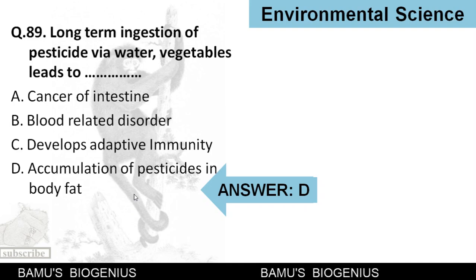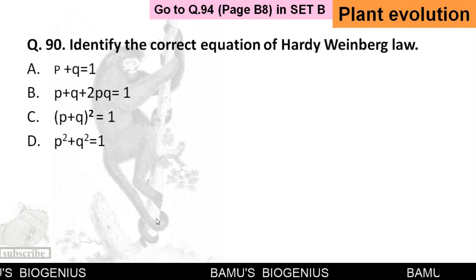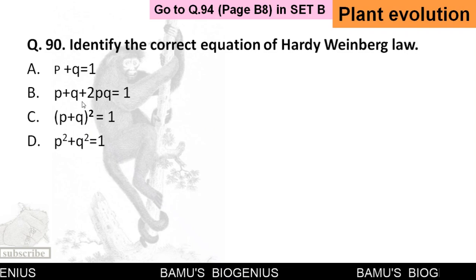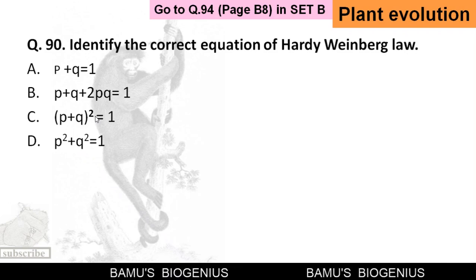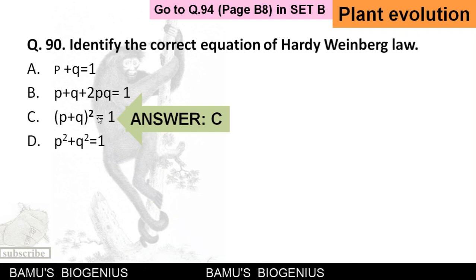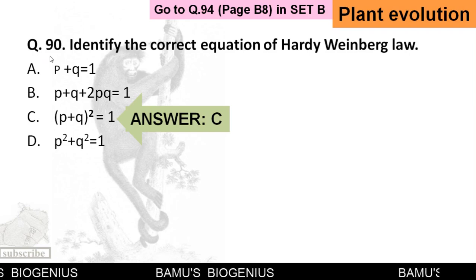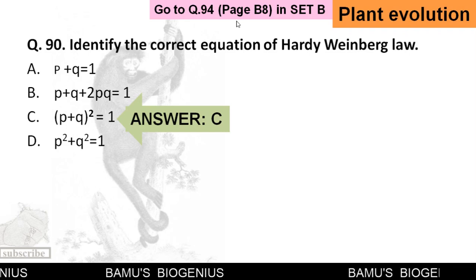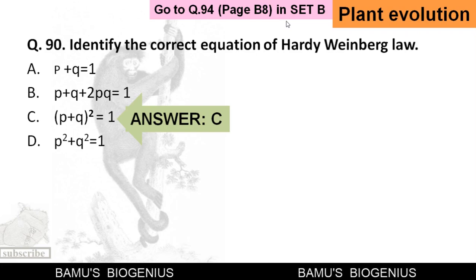Then question number 90. Identify the correct equation of Hardy-Weinberg law. P plus Q is equal to 1. P plus Q plus 2PQ is equal to 1. P plus Q the whole square is equal to 1. P square plus Q square is equal to 1. The answer is C, that is P plus Q the whole square is equal to 1 is the correct answer. So this question number 90 is in set A, but in case of set B, this is question number 94 on page B8.